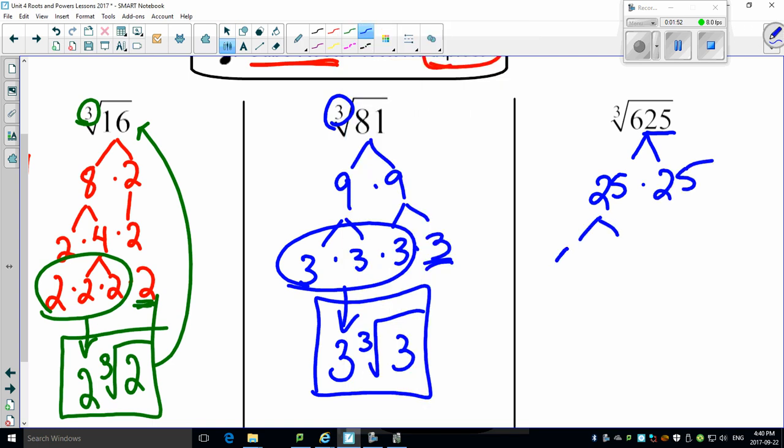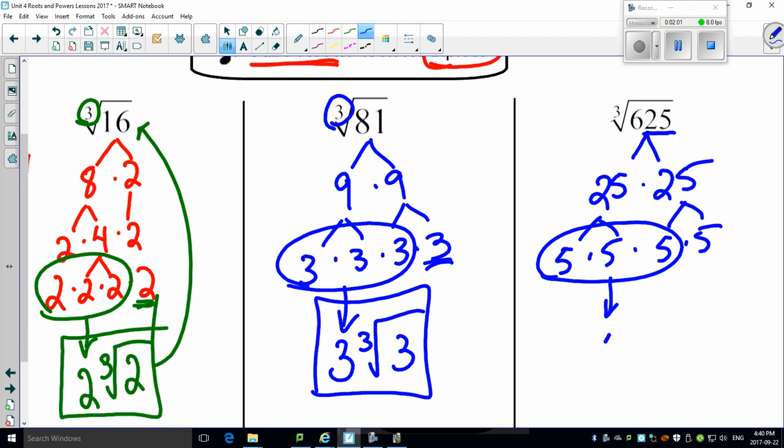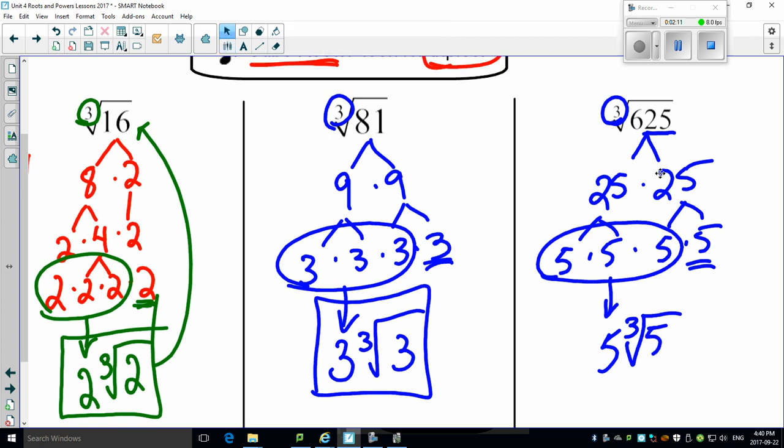Break it down. 5 times 5. This is now 5 times 5. Look for the triplet. There's a triplet. Boom. There's 5. There's the cube root. There's the cube root of what's left. Cube root of 5. Check out how this works. It's really, really quite cool.